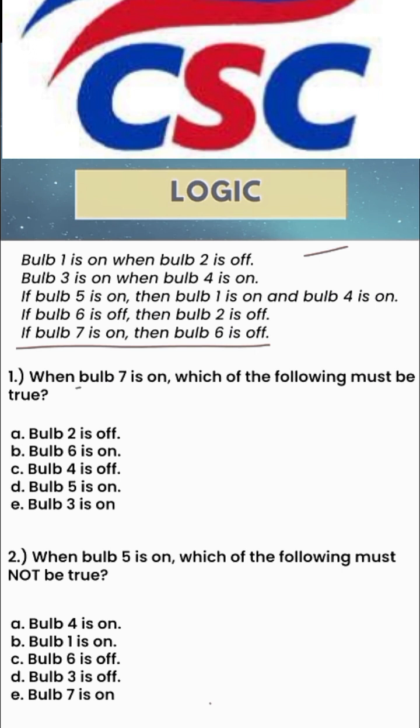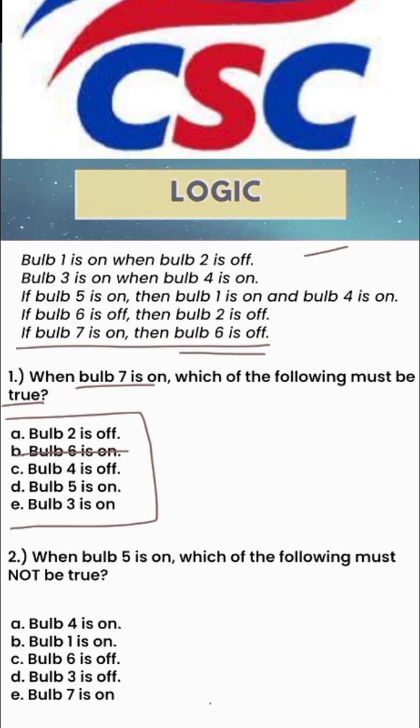When bulb 7 is on, which of the following must be true? So hinahanap yung true. Okay, so dito tignan nyo na po agad yung bulb 7. Ganun po yung technique para mas mabilis. If bulb 7 is on, then bulb 6 is off. So tignan natin kung may bulb 6 is off dito sa choices. Okay. So dito, bulb 6 is on. So therefore, eliminate na po natin yan. Kasi false na po yan.